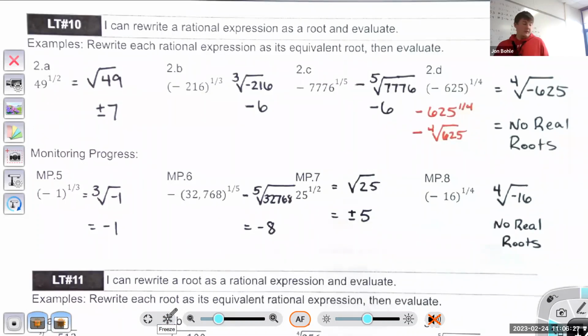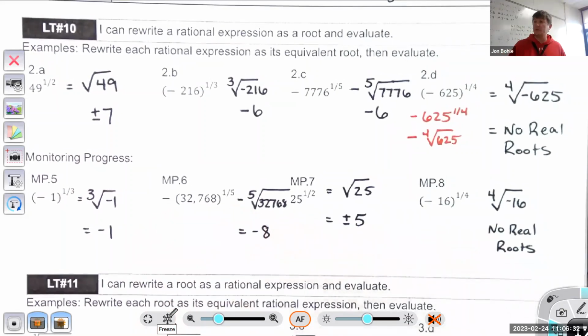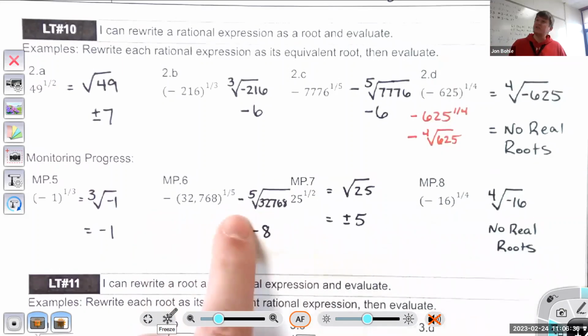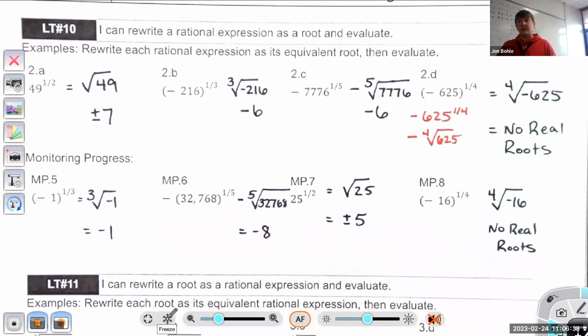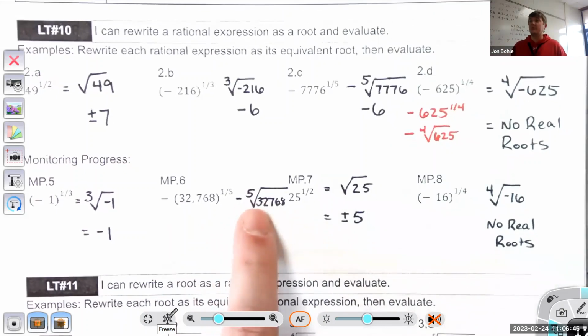Things to look out for. This minus sign is outside the parentheses, so it's got to go outside of the root. Negative's outside the parentheses, so it's got to go outside the root. You end up with -8 either way, but this is technically correct, and you would lose points had you not been able to do that.